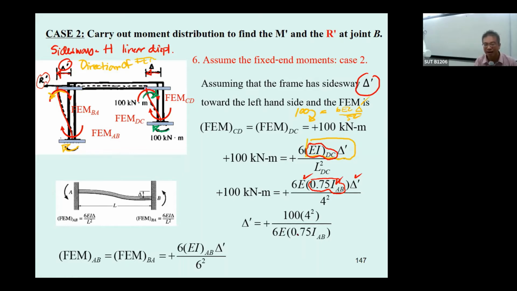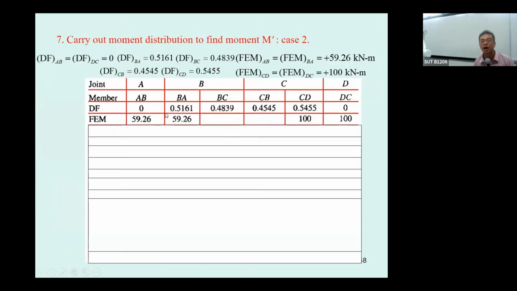Now, like I said, the EI sub AB delta palm must be plugged into this equation, and then you do the computation. You get the fixed end moment over here of 59.26. As I said, this is smaller because the stiffness of this column is less than the stiffness of column CD.